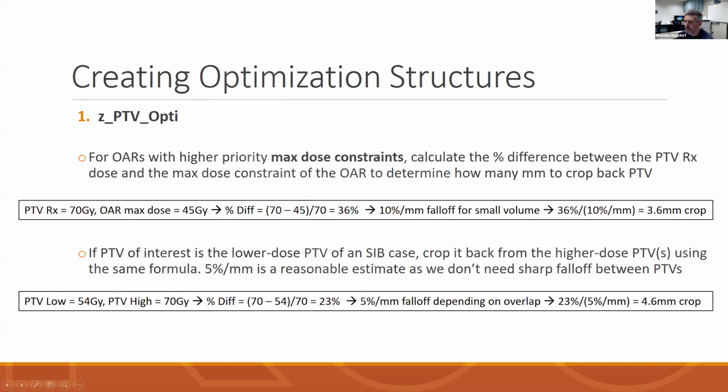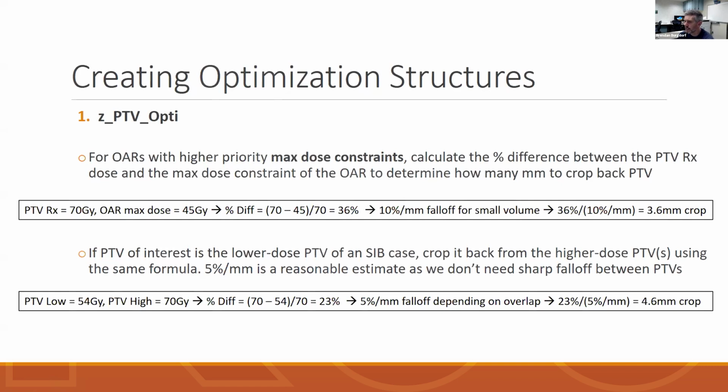And another example is if the PTV of interest is a lower dose PTV in a simultaneous infield boost case, crop back the lower dose PTV from the higher dose PTV using the same formula. 5% per millimeter would be a reasonable estimate, as we don't need as sharp of a dose fall off between PTVs.